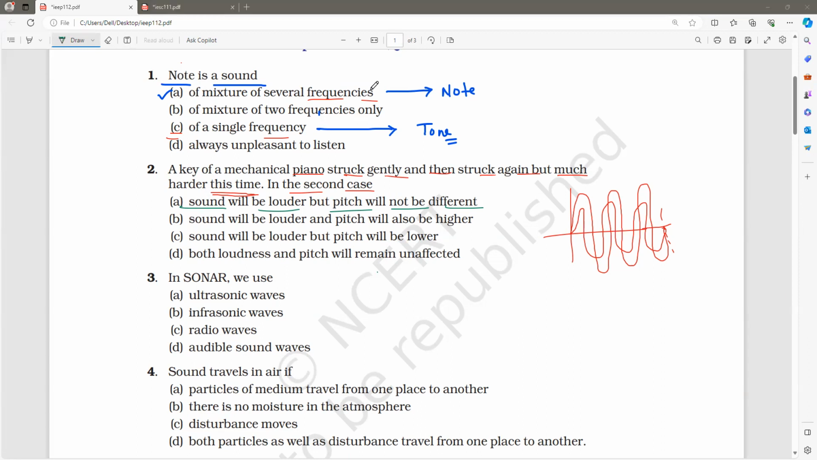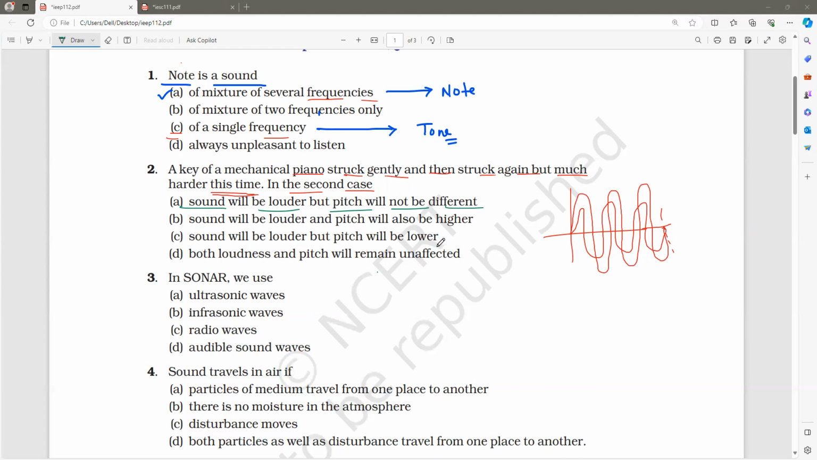Louder. The frequency remains the same, so the pitch remains the same, but loudness increases. Loudness increases because amplitude increases. Clear, everybody? Yes. So next.